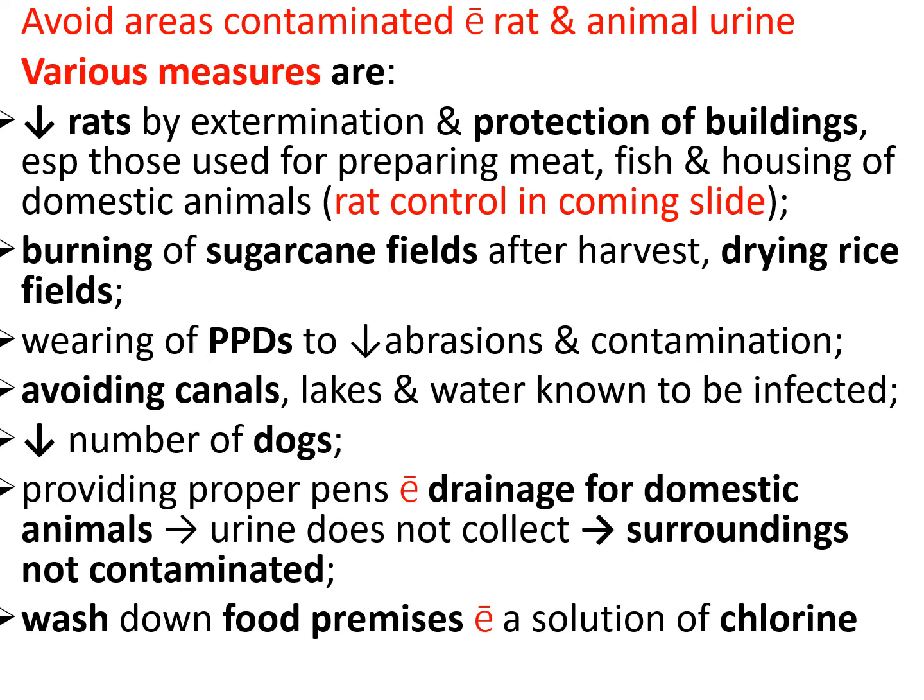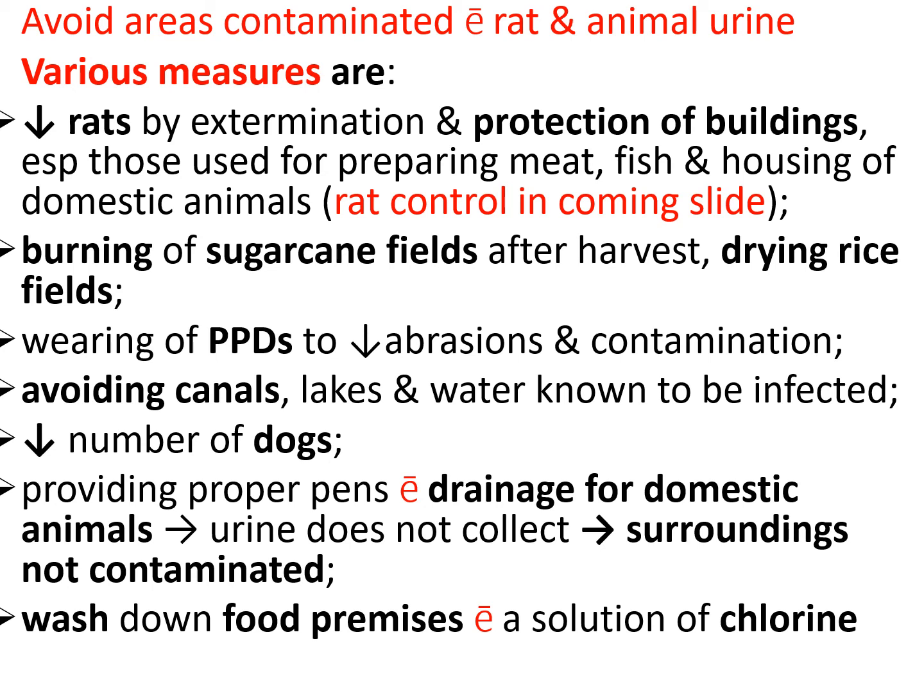Prevention and control of leptospirosis. Avoid areas contaminated with rat and animal urine. Very easy. Various measures: decrease rats by extermination and protection of buildings, especially those used for preparing meat, fish, and housing of domestic animals. Rat control in the coming slide. Burning of sugarcane fields after harvest, drying rice fields.